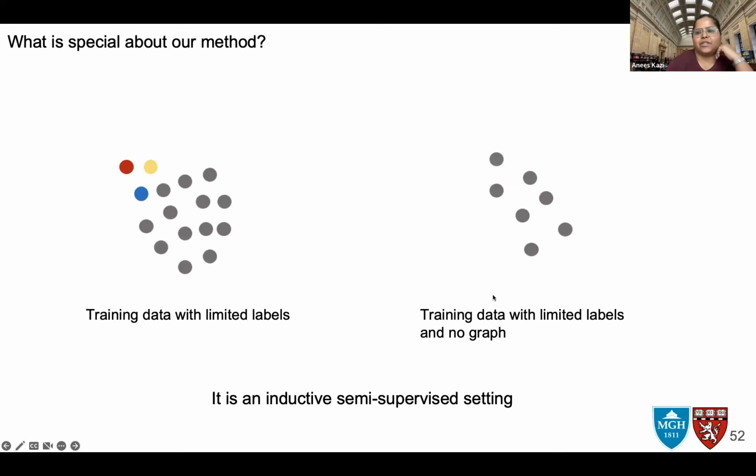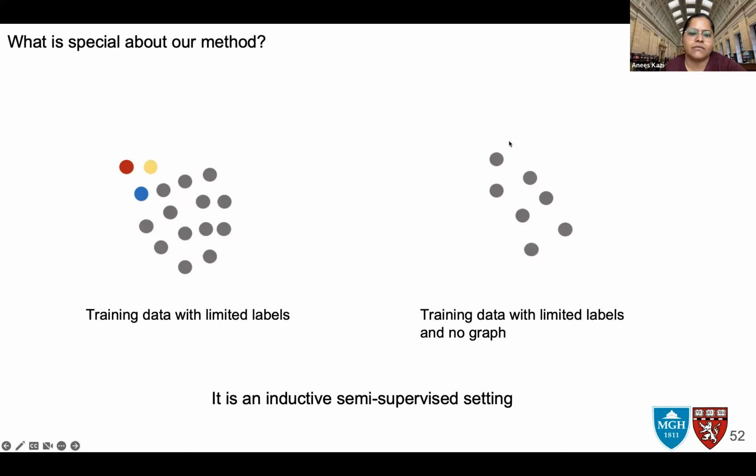So what exactly is special about this method? First of all, during training, you have a training set, but you have very limited labels. This is the first problem that we want to address in this work: how to deal with a data set that has very few labels. And I think this is a very important problem in the medical field, because you don't get a lot of labeled data sets, at least in the medical domain.